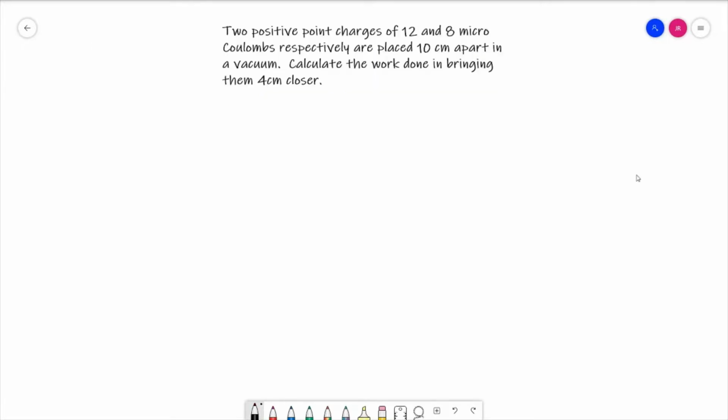Let's now look at putting this into practice. So here is your question for this lesson. Two positive point charges of 12 and 8 microcoulombs respectively are placed 10 centimetres apart in a vacuum. Calculate the work done in bringing them 4 centimetres closer. As usual, pause the video, have a go yourself and come back when you think you've got an answer.